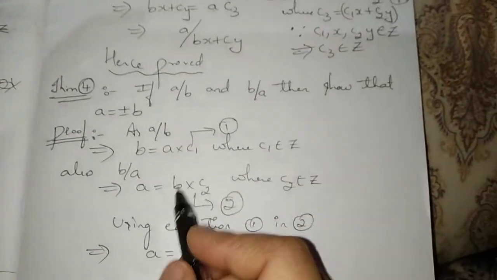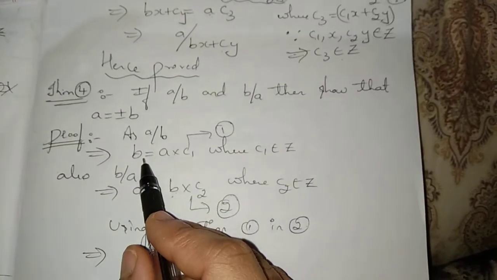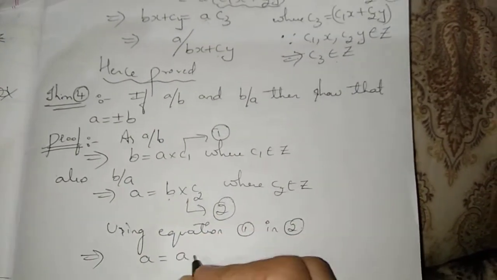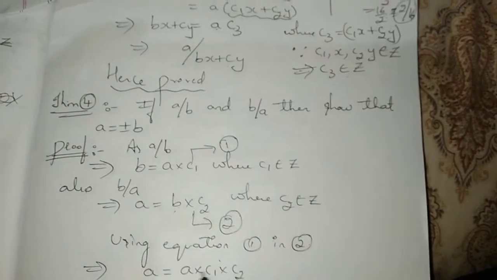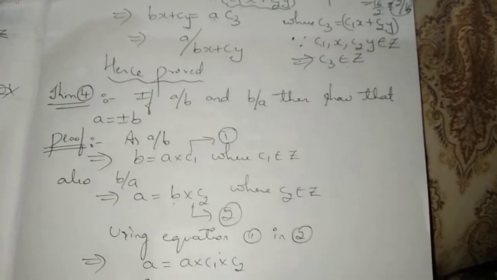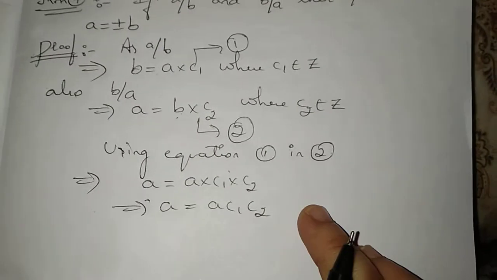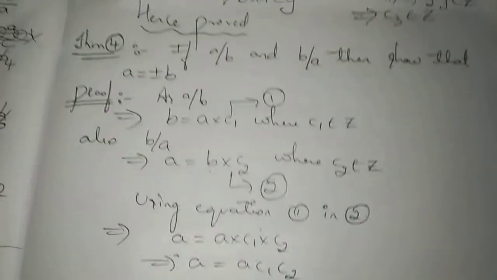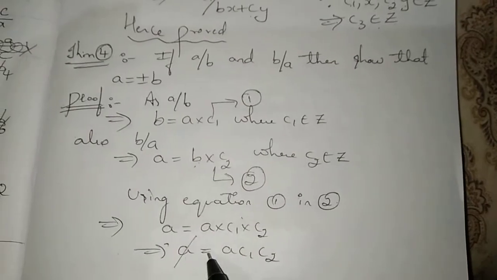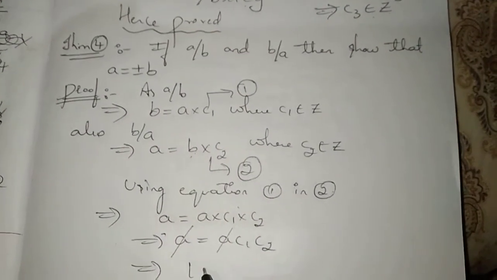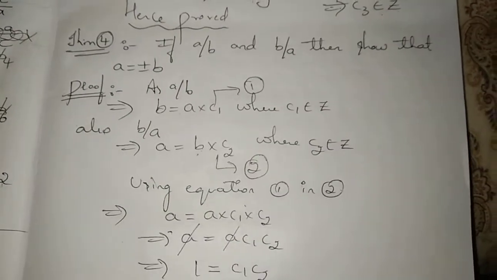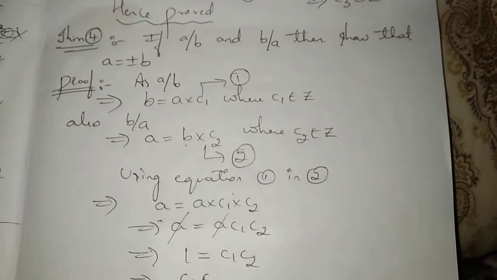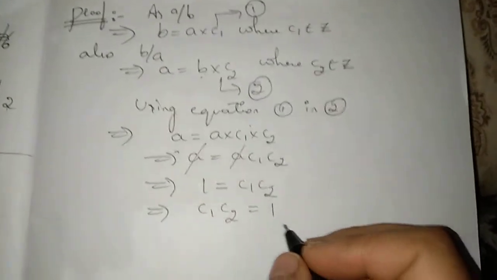A is equal to, what is B? You are supposed to write down this value, that is A into C1, A into C1 into C2. Okay, this is nothing but A is equal to A C1 C2. Right? A C1 C2. So what cancels here? A gets cancelled here. That implies 1 is equal to C1 C2. So that implies I can write down this one as C1 C2 is equal to 1, right?